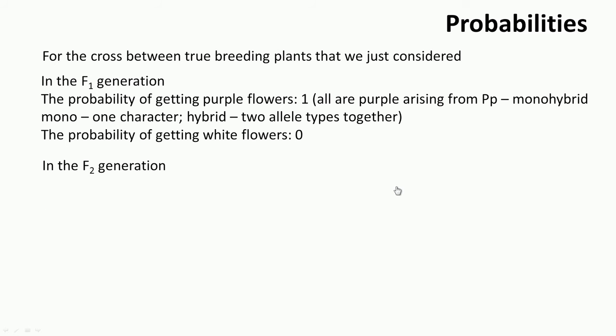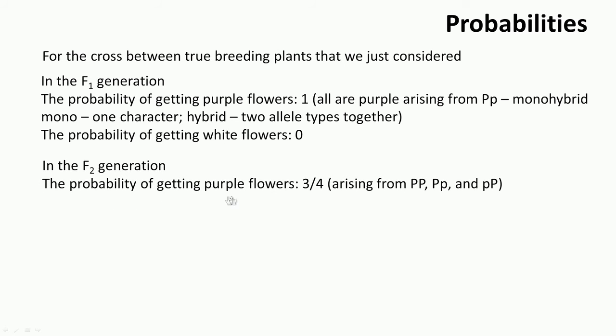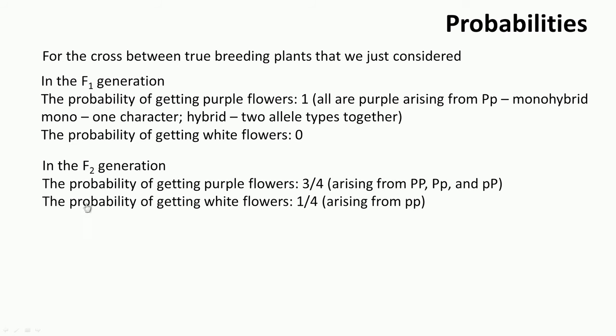Whereas, in the F2 generation, the probability of getting purple flowers is 3/4, arising from either homozygous condition or heterozygous condition. Capital P homozygous, capital P small p in both these kinds is heterozygous. And the probability of getting white flowers was 1/4, arising from only small p of all the possible combinations.